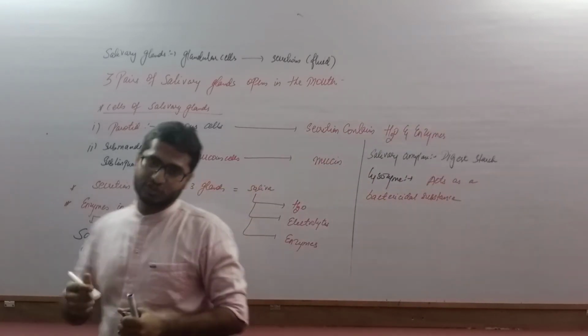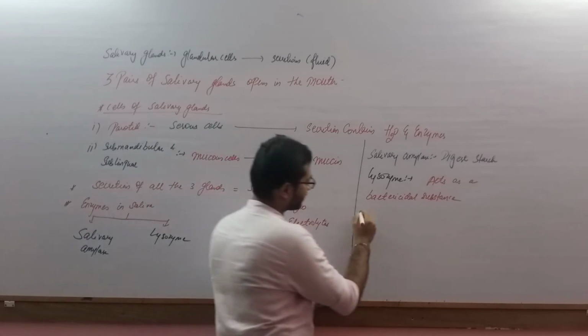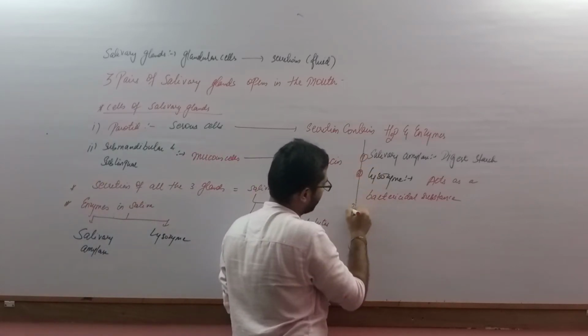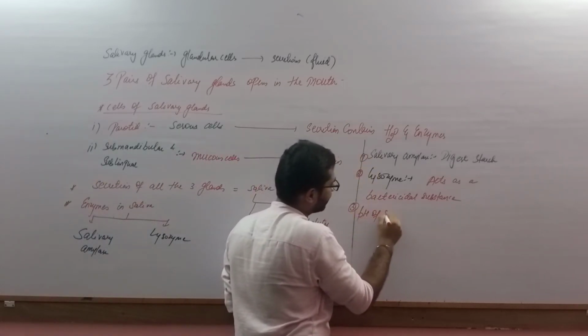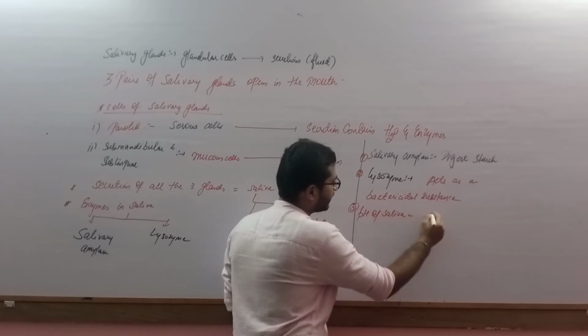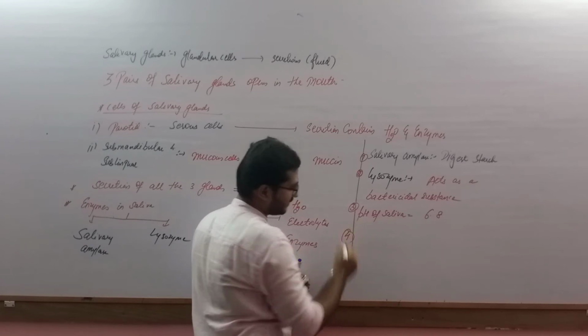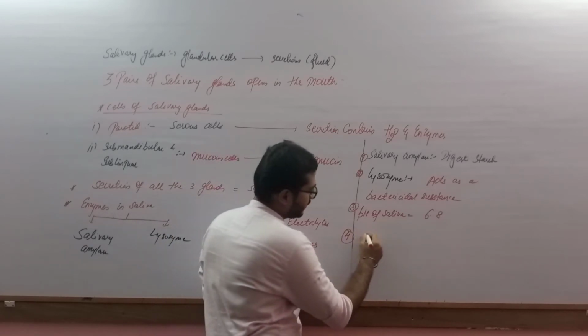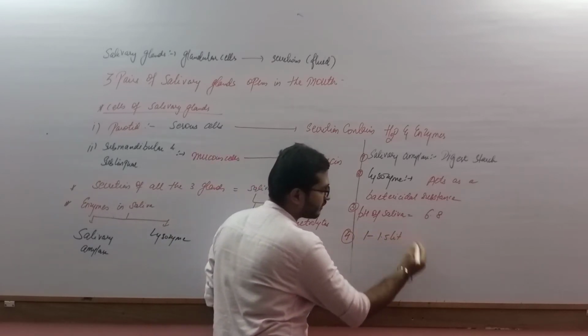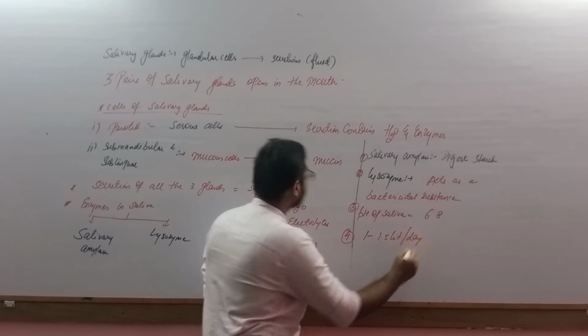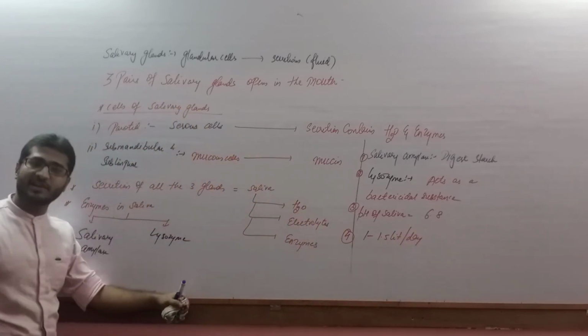Now a few things about the saliva also. The pH of saliva is approximately 6.8. On a daily basis, approximately 1 to 1.5 liters of saliva is secreted by all these three salivary glands in a day.